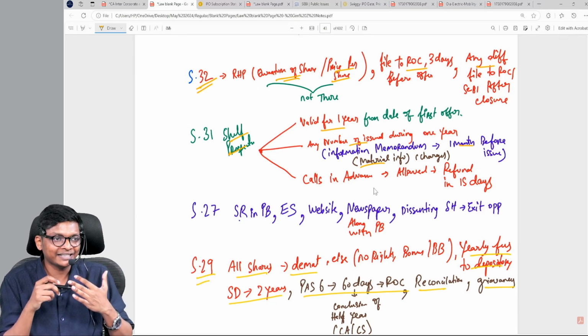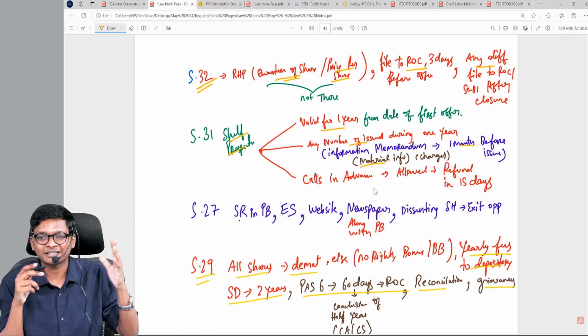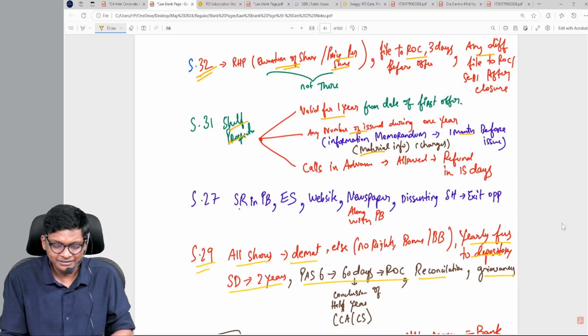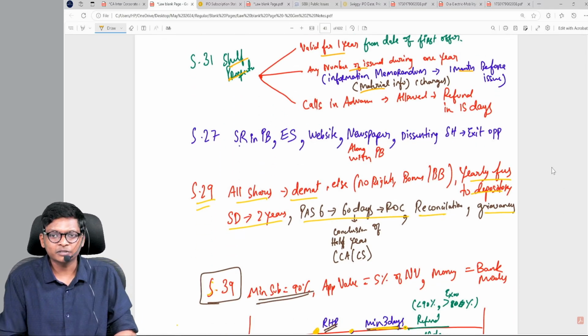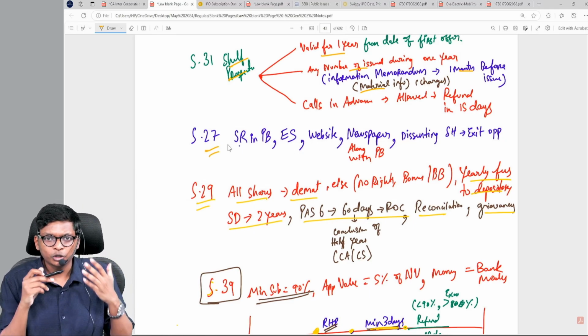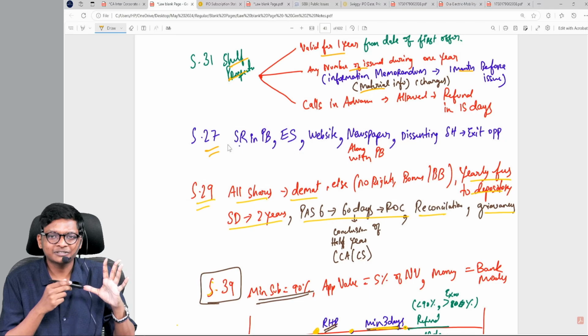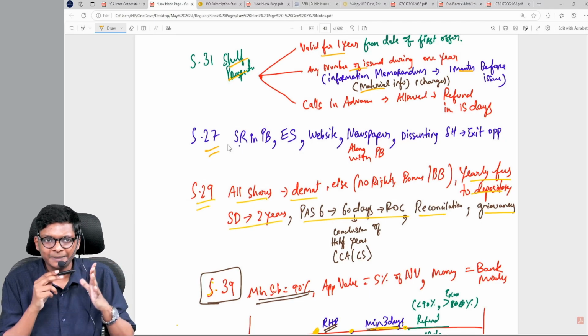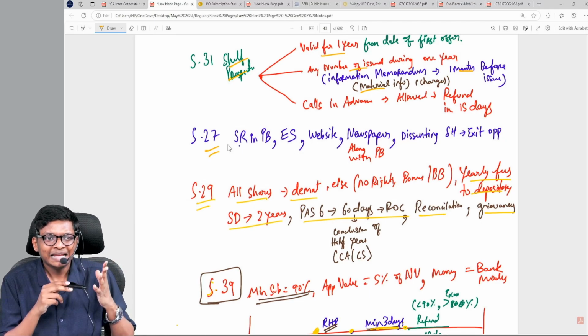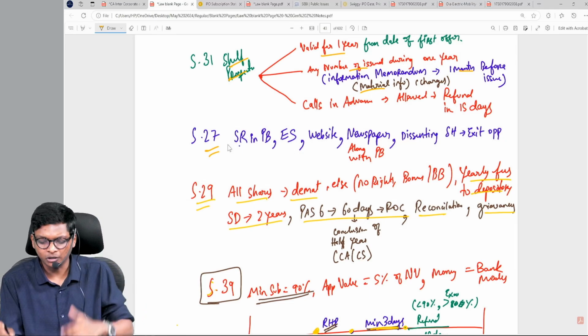Are you able to recollect the points, guys? Exam only this. Don't think of IO, shelf prospectus, infrastructure company, metro. No. Exam only this. Next, we went to section 27, which talks about variation of terms of the object. For that, 5 points. First, a special resolution by postal ballot. Then an explanatory statement, website, newspaper, and an exit opportunity to dissenting shareholders. You can see and tell, guys, the exam is a long way there.